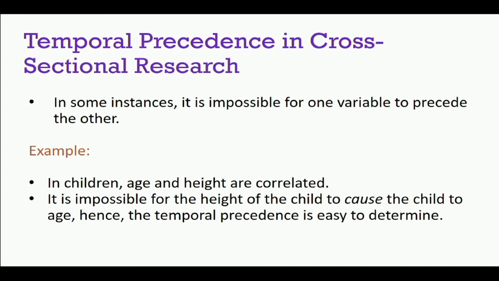So in some instances, it's actually quite impossible for one variable to precede the other. So for some variables like age and height, we know that as children get older, their height increases. Being tall doesn't grow your age. So if we increase their height, hypothetically, put them on the rack, stretch them out, that doesn't make them instantly age. So it's impossible for the height of the child to cause the child to age, hence temporal precedence is fairly easy to determine. It's intuitive.